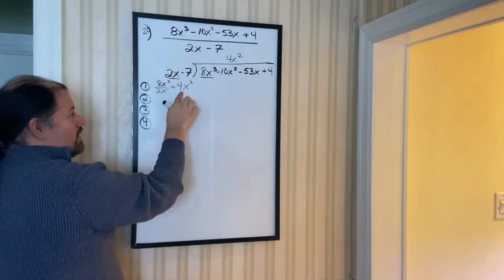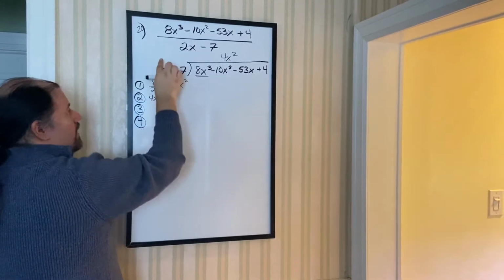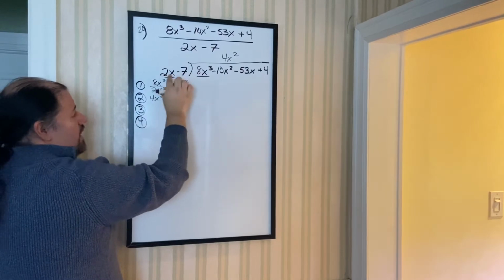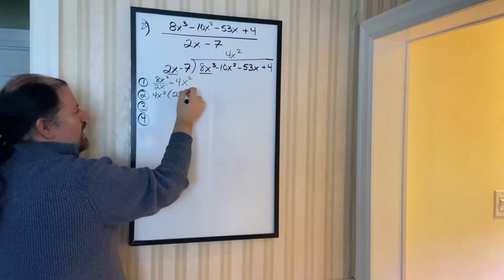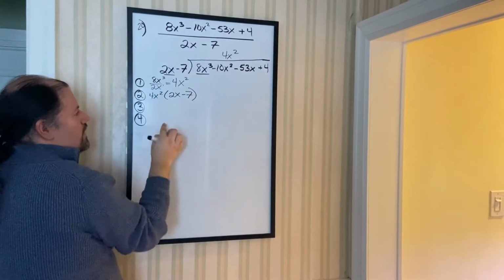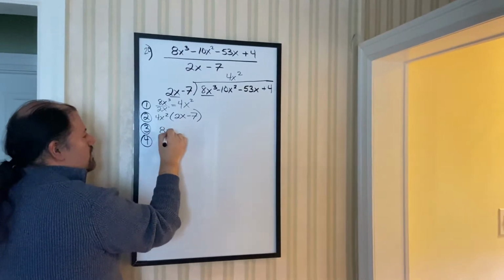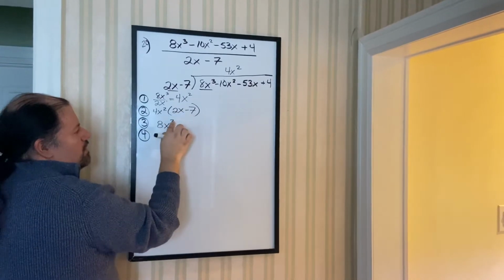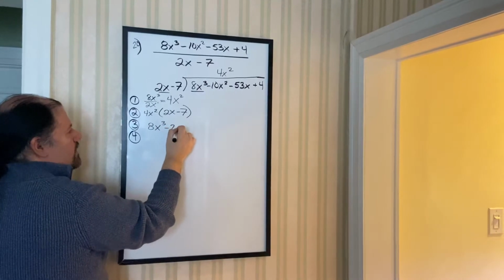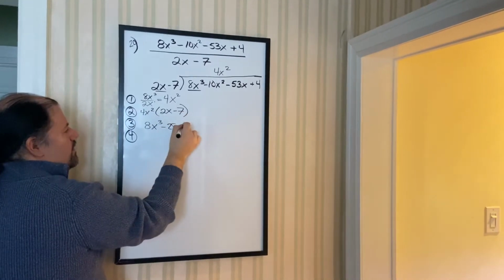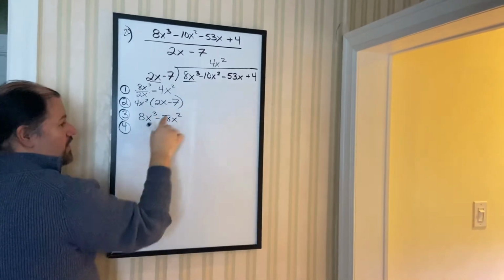Okay, step 2. Take that answer that we just got, and we're going to multiply by the 2x minus 7, the entire divisor. Notice not just the 2x, but also the minus 7, the entire divisor. When we distribute, we're going to get 8x cubed, remember 2 plus 1, product rule says we add, and then 4 times negative 7 is negative 28 x squared, no x's, remember we still have 2 of them.